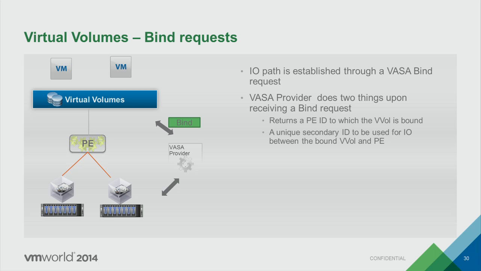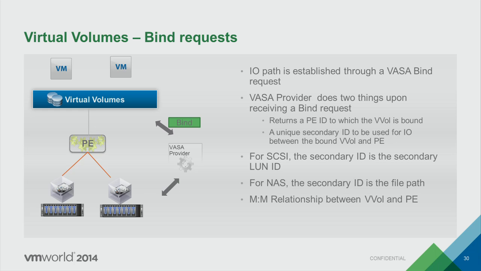When it comes to the VASA provider, there are two things when receiving and sending a bind request. For one, it returns the PE ID, which is the protocol endpoint you learned about from Susie before. That ID is then bound to a specific VVol. At that point, a unique secondary request ID comes up from the PE, which is assigned to sustain that communication and maintain it whenever it's active. That's how it remains bound. When dealing with SCSI, there's a secondary ID that identifies that. For NAS-specific PEs, the ID is based on the file path.